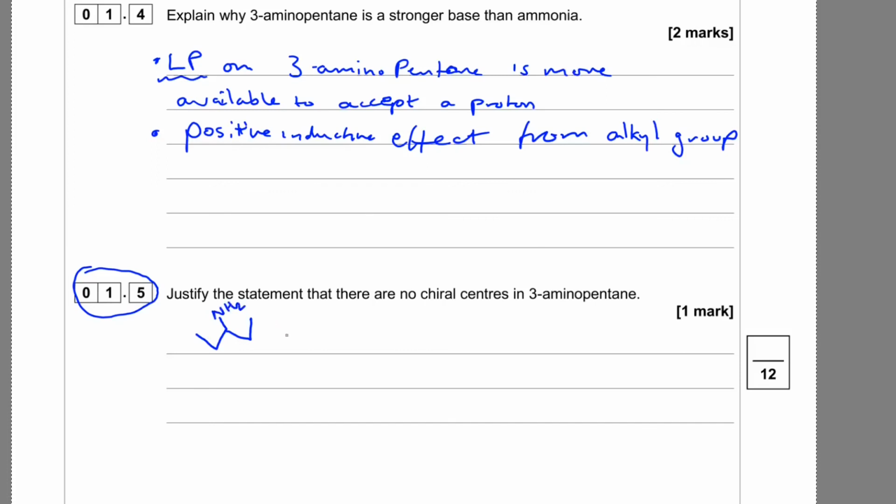Just about squeeze that in there. So here we can see we've got the same group attached. So you'd also have a hydrogen on there. So you have one amine group, one hydrogen, but then the other two groups on there are both ethyl groups. So you could just simply say there are not 4 different groups attached to any carbon in the whole molecule there. Okay, and then that's that question done.